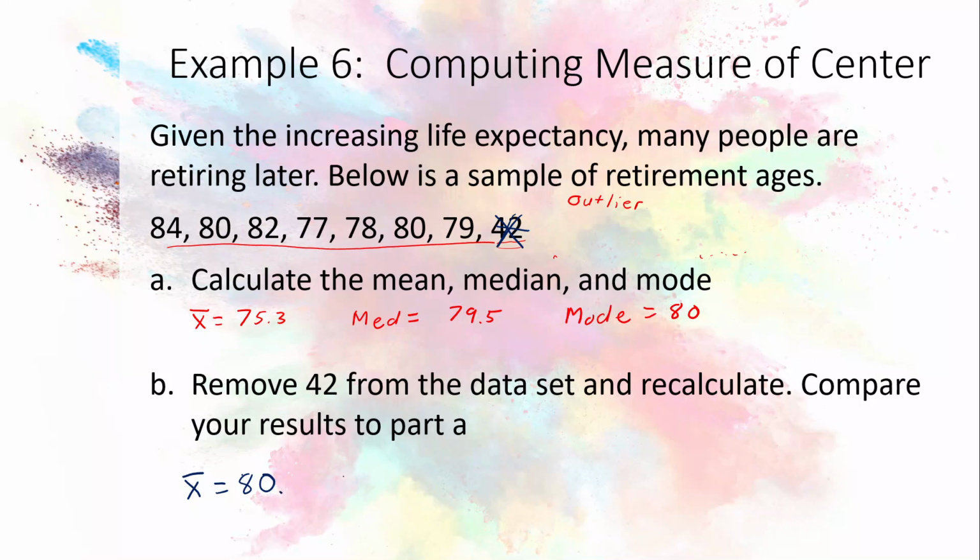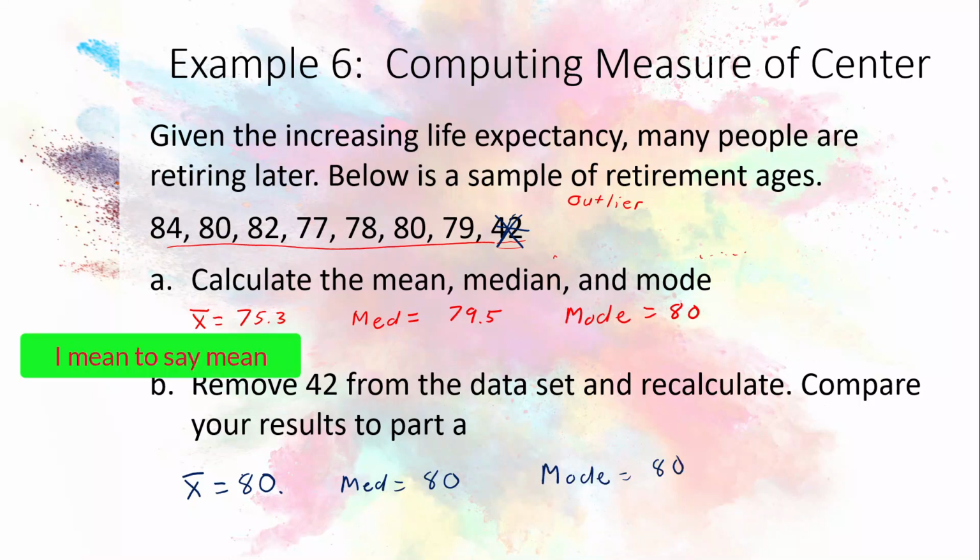The median, not so much. That goes up to 80. 80 happens to be the number in the middle. Okay? And then finally, the mode stays the same. So notice that the outlier has a dramatic effect on the mean. So if there are a fair number of outliers, this may not be a good measure of center.